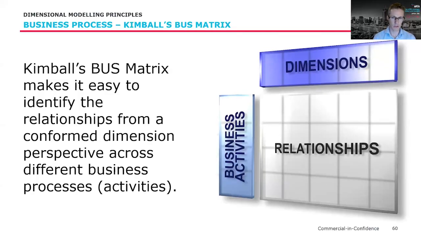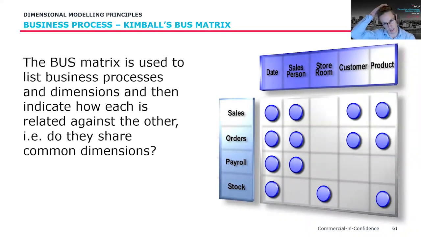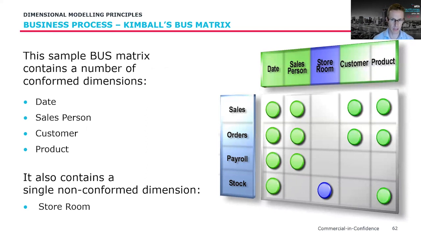So what it looks like is, in essence, a grid. On rows, we have all of our business processes. On columns, we have the dimensions that those business processes need to use. So it looks a little bit like this. We've got this scenario whereby we've got our different sales, orders, payroll, stock business processes on rows. We can see what dimensions those processes use. And straight away, we can quickly identify which dimensions are conformed dimensions, those dimensions that are used more than once across multiple business processes.